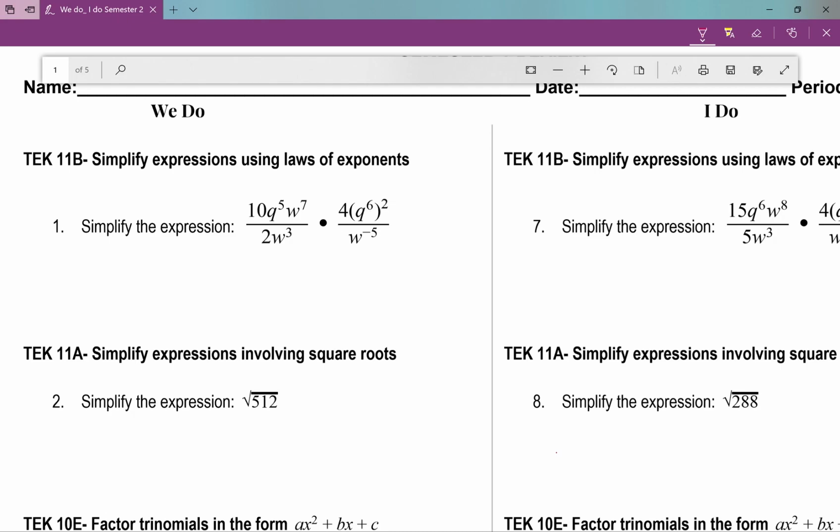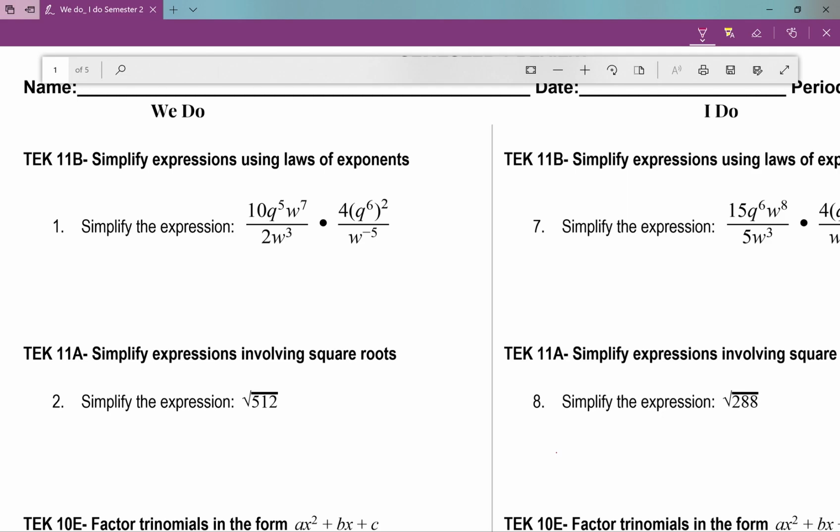Remember that when we are multiplying exponents, we add the powers. When we're dividing exponents, we subtract the powers. If we have a power to a power, we multiply the exponents. And if we have a negative exponent, we always want to move it either to the top or to the bottom, depending on where it is. So let's look at this first one right here.